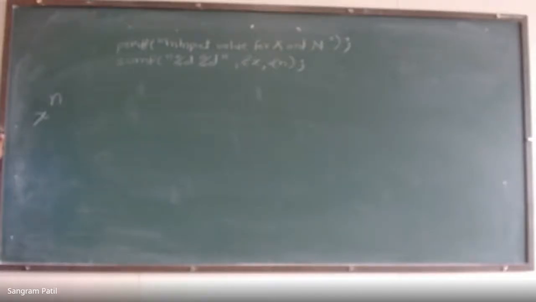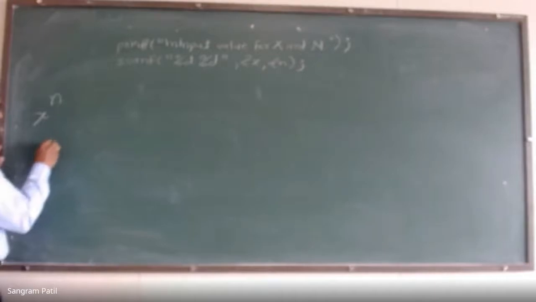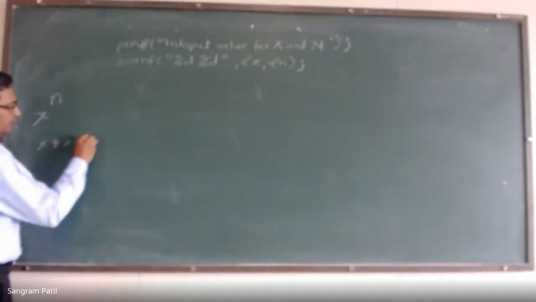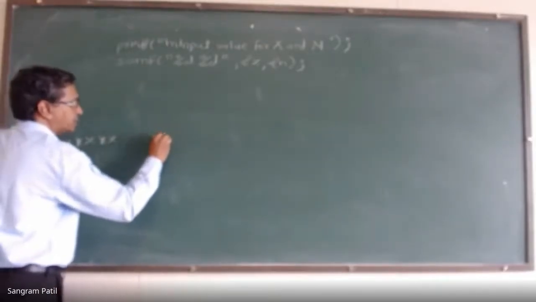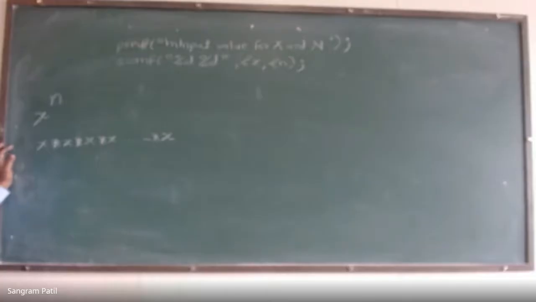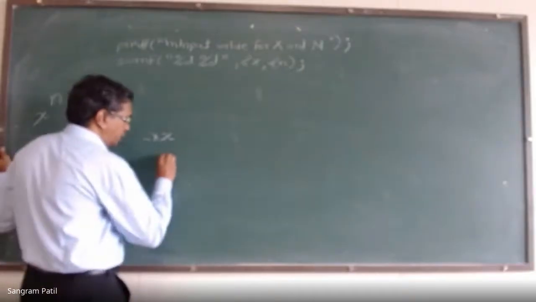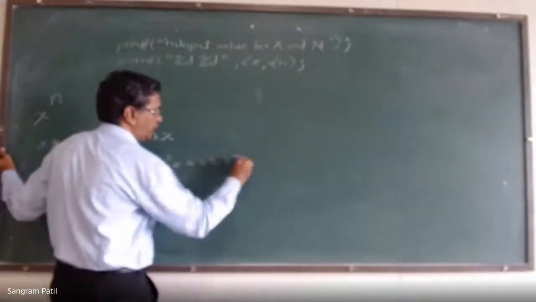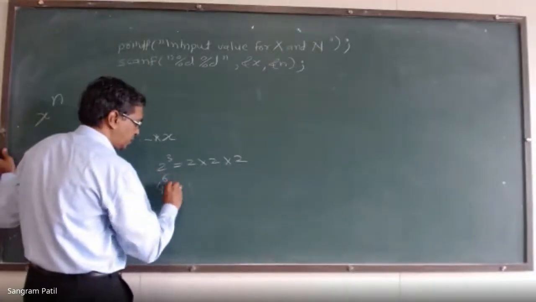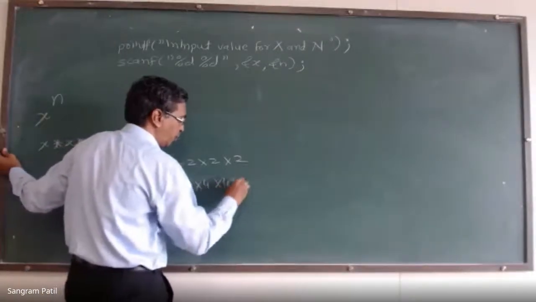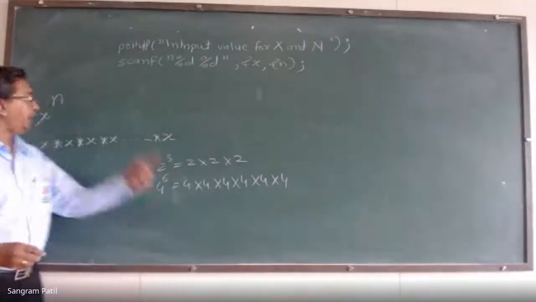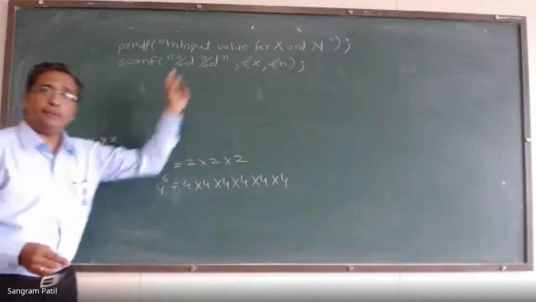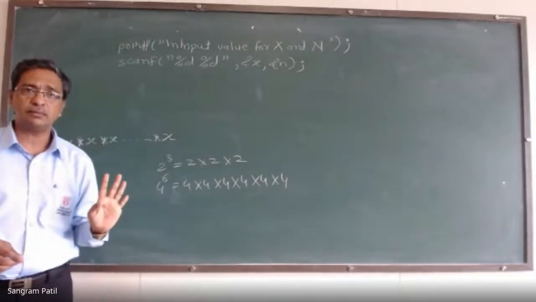Now what is x raised to n? X raised to n is nothing but x multiplied by x multiplied by x, n times. Like 2 raised to 3 is 2 into 2 into 2. 4 raised to 6 is 4 into 4 into 4 into 4 into 4 into 4. So x raised to n is x into x into x, up to n times. Is this clear? Very simple logic.